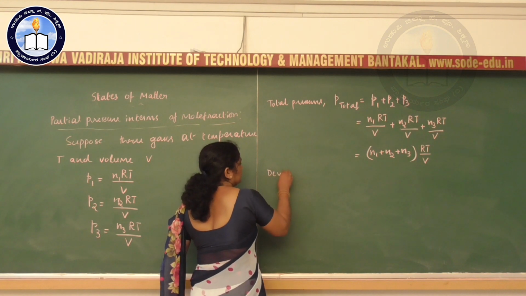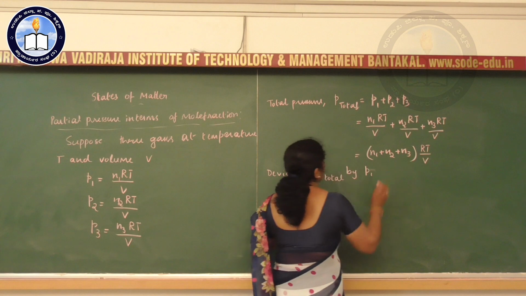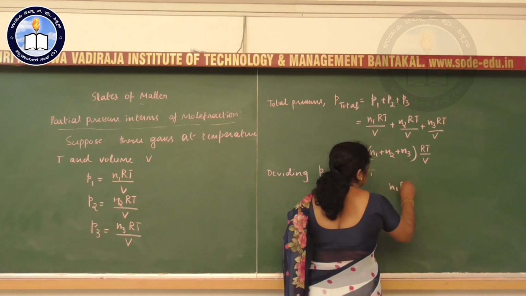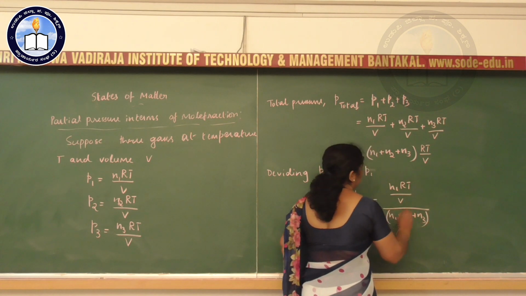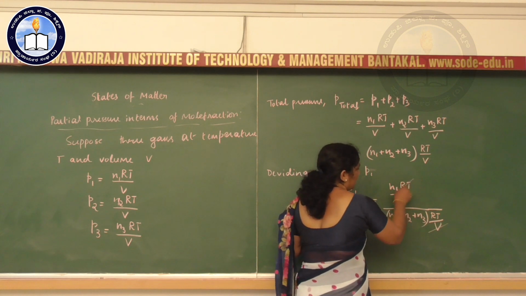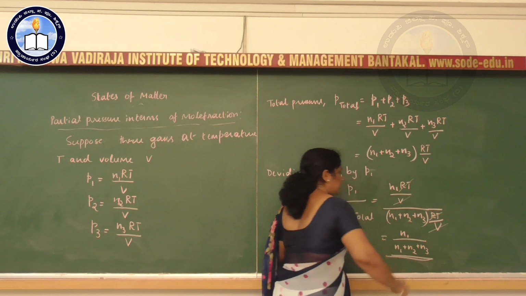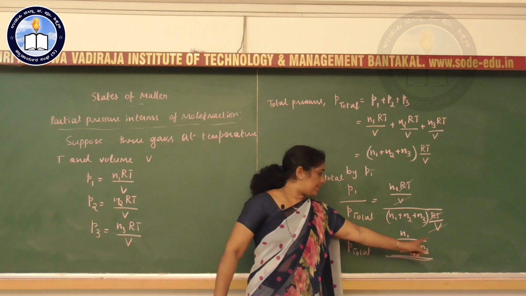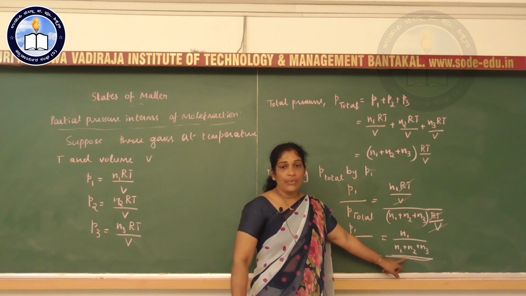Now, dividing partial pressure of 1 by P total, P1 by P total is equal to n1 RT by V divided by the total pressure, (n1 plus n2 plus n3) into RT by V. Here V and V get cancelled, RT gets cancelled. What is left? n1 divided by n1 plus n2 plus n3. So P1 by P total is equal to n1 by (n1 plus n2 plus n3). What is this right hand side term? This is nothing but the mole fraction of component 1.